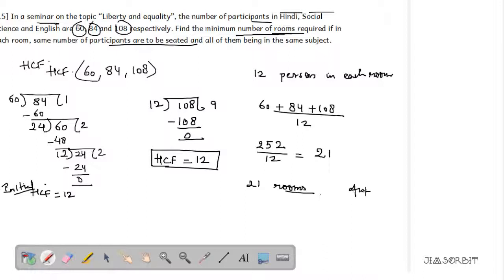I hope you have understood this. So we have covered how to do the problems based on HCF and LCM. These were very simple problems, but these are the only problems they have asked so far. They don't ask very typical problems. They ask very simple problems in this chapter, in the word problems.